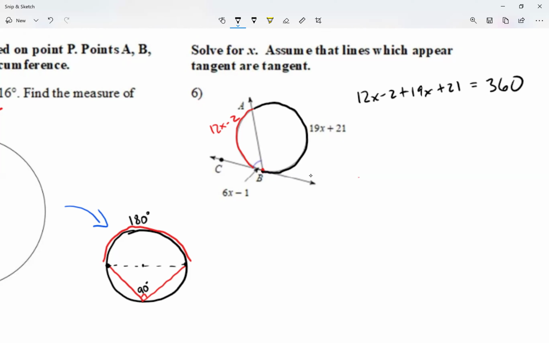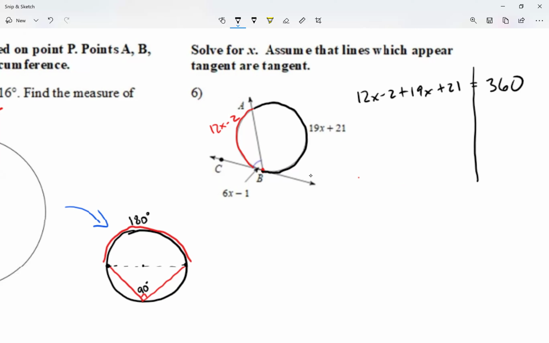Sometimes you will have to let them equal each other. Sometimes you have to add them up and equal 360. Here, I'm adding everything to equal 360 because it is the 2 arcs that make the whole circle. If I had 19x plus 21 here, I would have let them equal each other. You're going to deal with both cases in your homework. Now this looks like a simple algebra question.